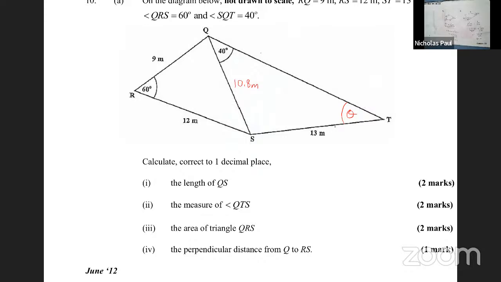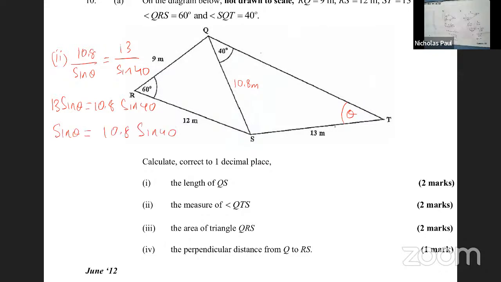So I'm going to take a look at part 2 here. Part 2 is the same thing, sine rule: length over opposite angle. Length is 13 over opposite angle. Cross multiply, you'll get 13 sine theta is 10.8 sine 40. That's okay? You want to make theta the subject, so you carry across 13.